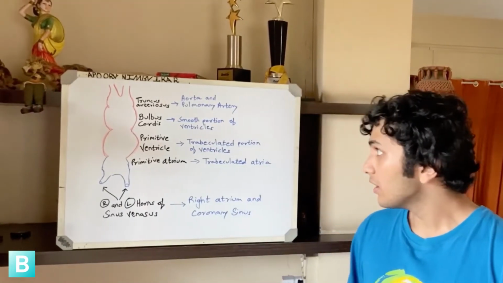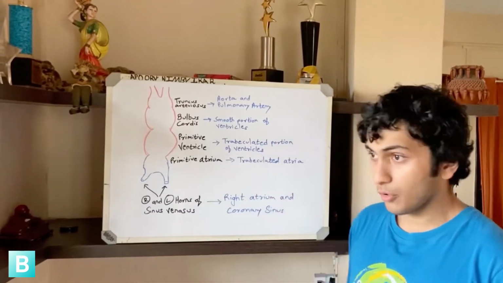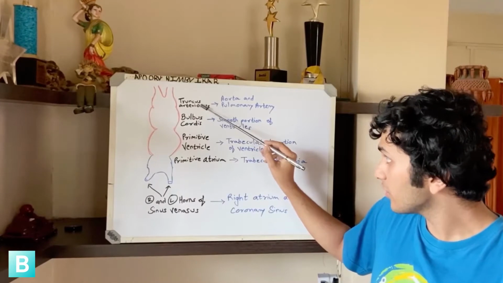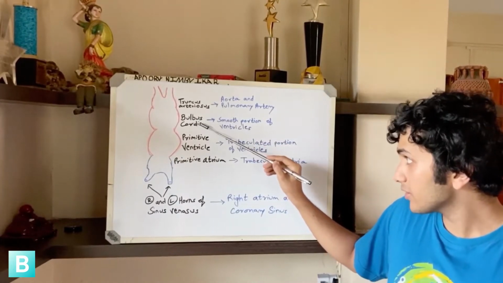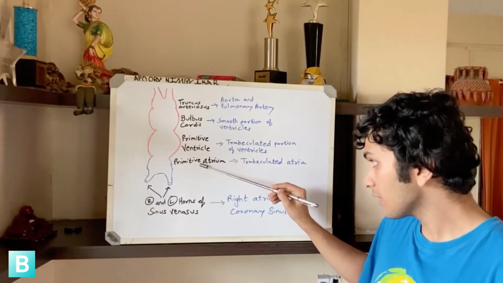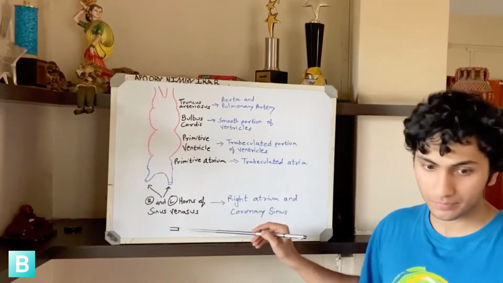And this tube has a series of dilatations and constrictions. From cranially to caudally, we have the truncus arteriosus, then the bulbus cordis, then the primitive ventricle, the primitive atrium, and the two horns, the right and left horns of the sinus venosus.